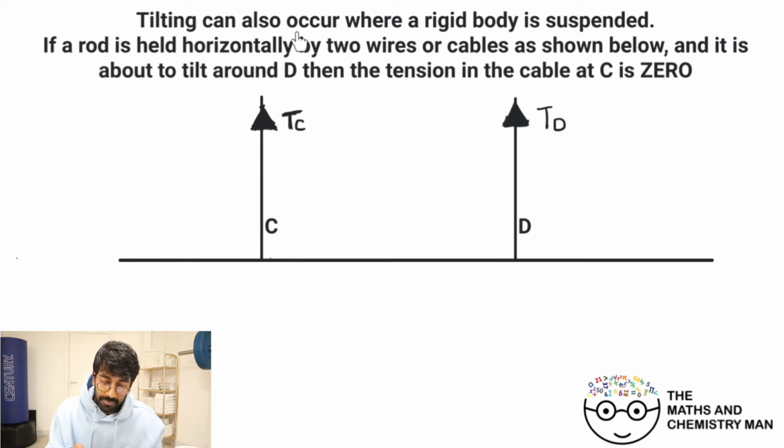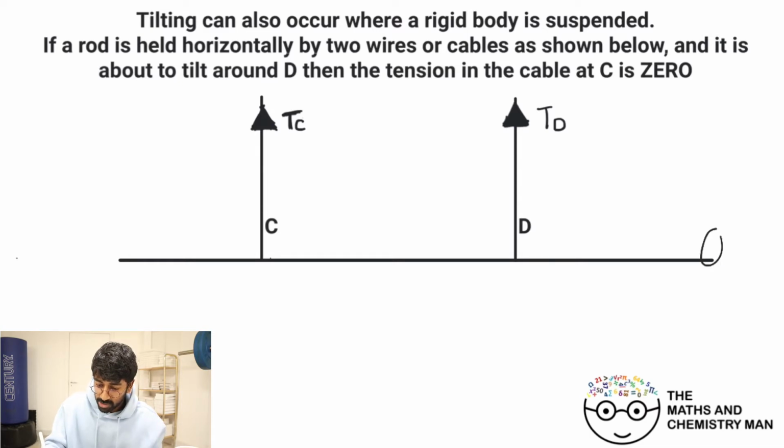Tilting can occur where a rigid body is suspended. If a rod is held horizontally by 2 wires or cables, as shown below, so here's one wire and here's another wire, and it's about to tilt around D, then the tension in the cable at C is equal to 0. So what does this even mean? Well, let's think about this.